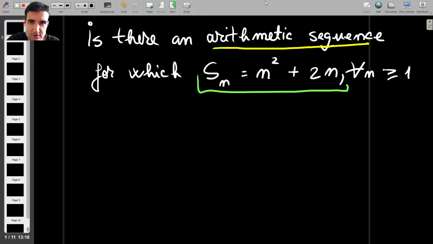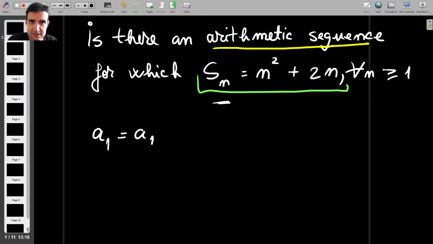So this question is a bit unusual. It's simply asking if there is an arithmetic sequence for which Sn, or the sum of the first n terms, is equal to n squared plus 2n. So let's try to remind ourselves what an arithmetic sequence is, and then we'll try to work towards a solution for this question.